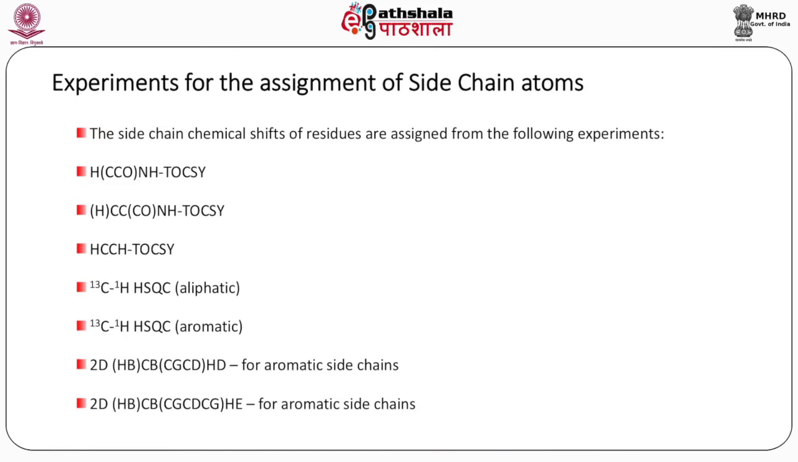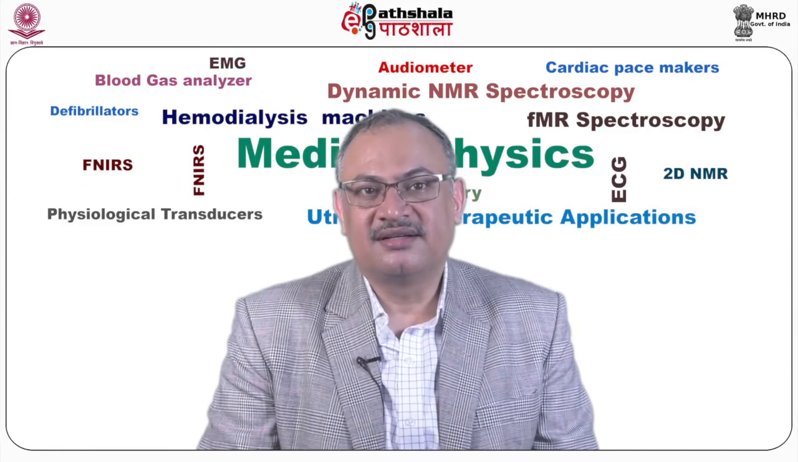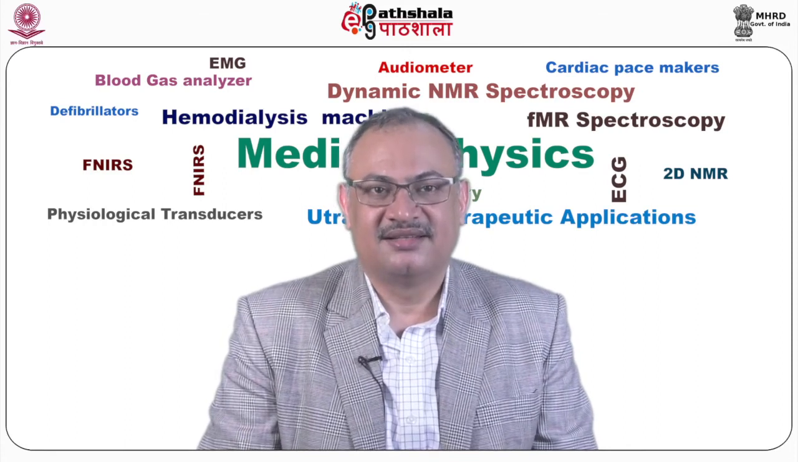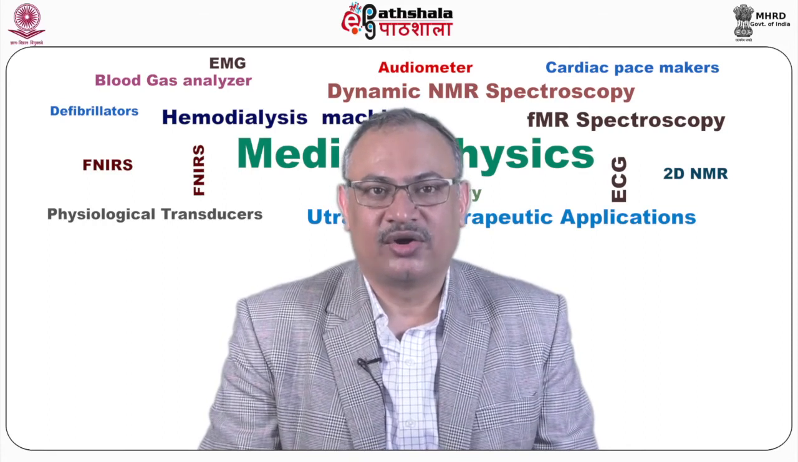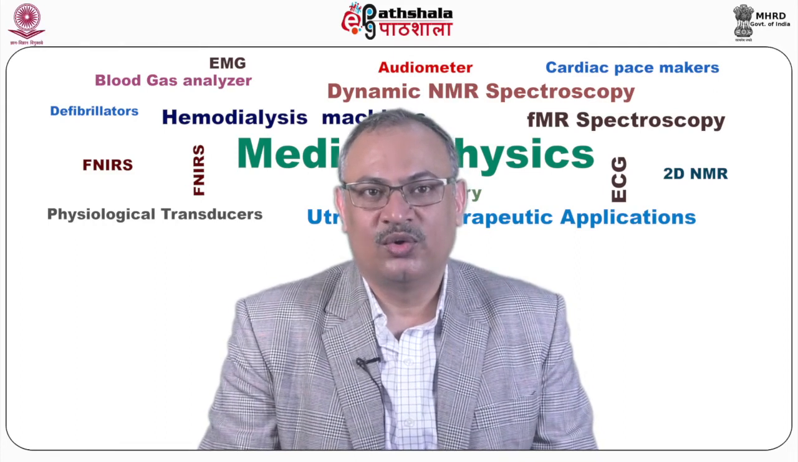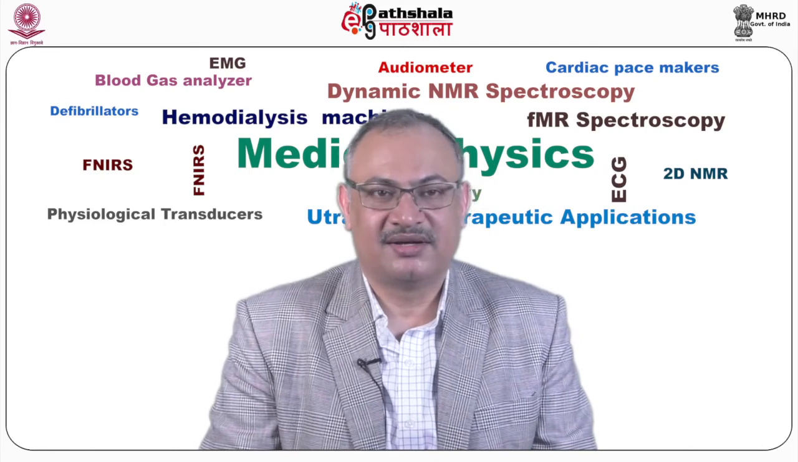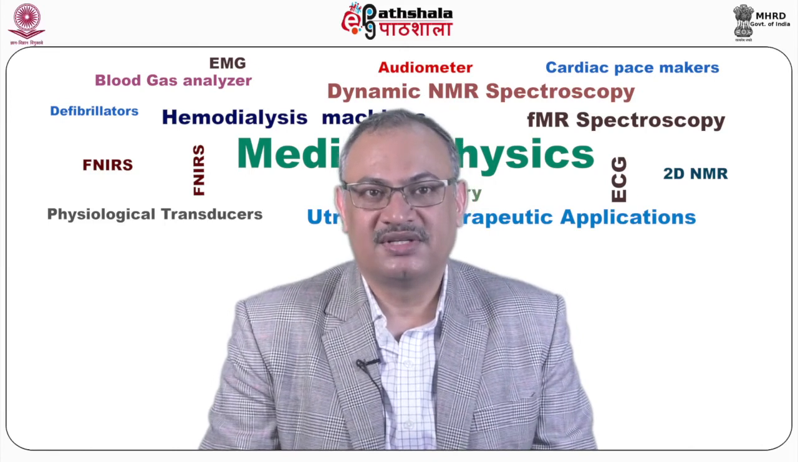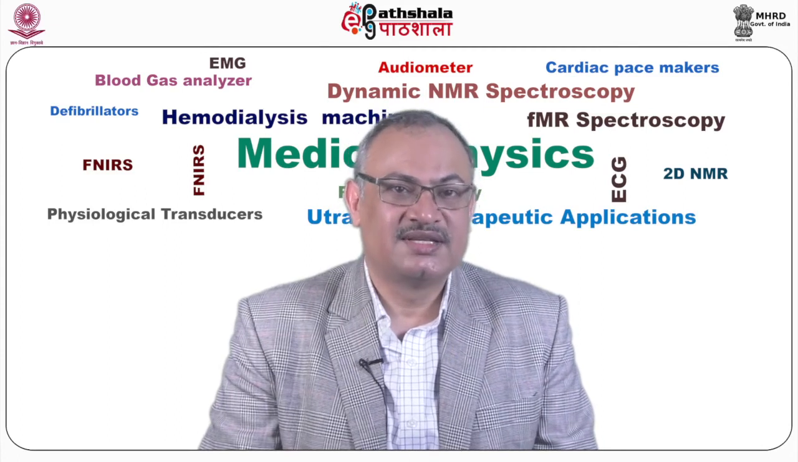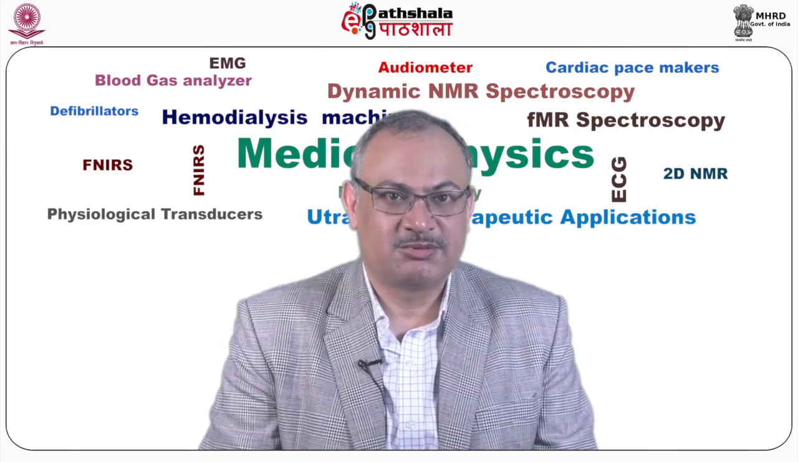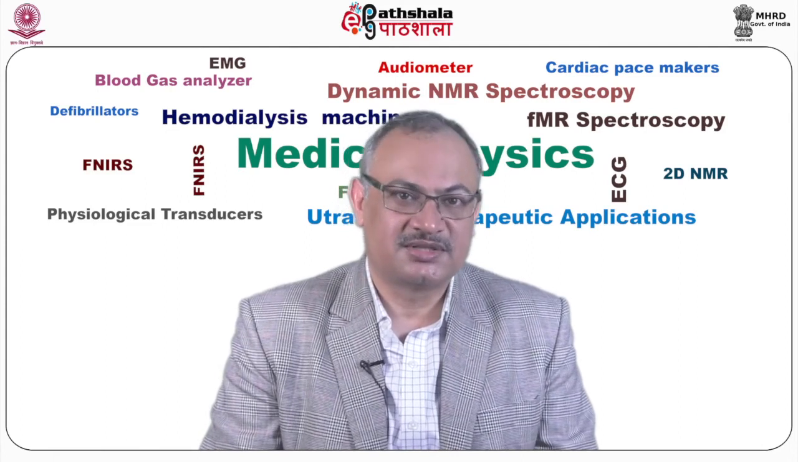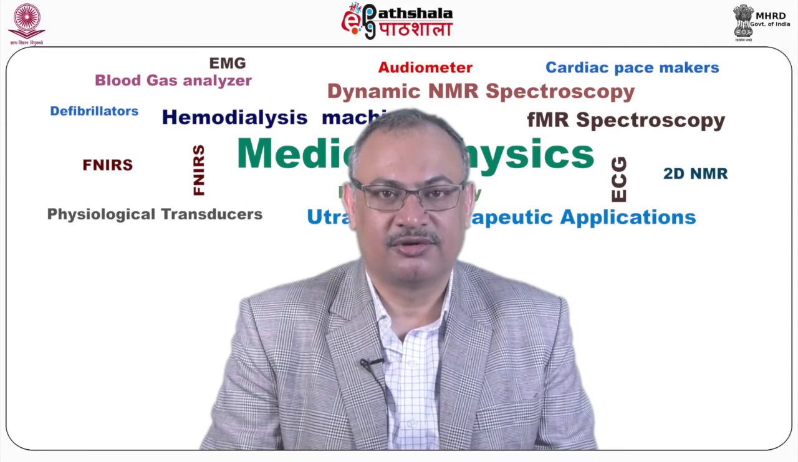Let me explain this a little. As I mentioned earlier, whatever atoms are mentioned inside the brackets, their chemical shifts are not recorded, they are not labeled. So when we have the HCCONH TOCSY experiment, we are labeling only the proton of the side chain, and when we have the (H)CCCONH TOCSY experiment, we are labeling the carbon chemical shifts, and we will learn about these experiments individually in the following slides.